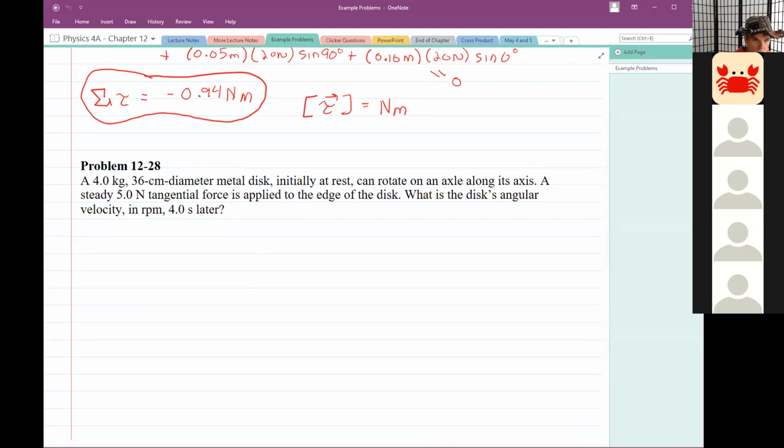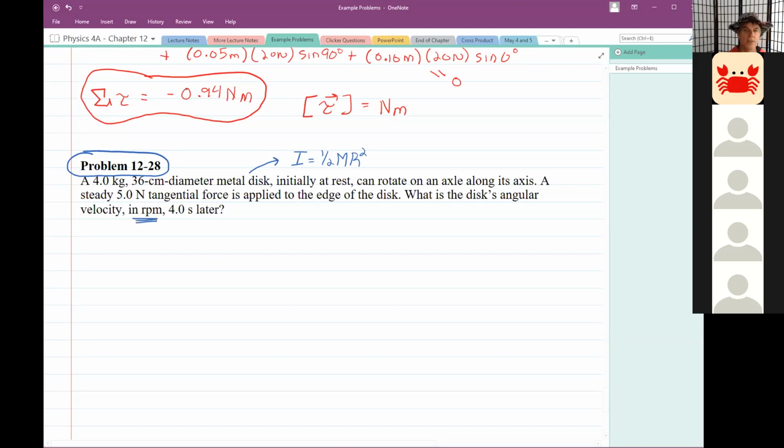So what I want to do is just one more problem dealing with torque and angular acceleration. This is problem 12.28. A 4 kilogram, 36 centimeter diameter metal disc. The moment of inertia is 1/2 mr squared. You're going to use that for any solid disc, and any pulley we're pretty much going to model as a disc. It can rotate on an axle along its center. A steady 5 newton tangential force is applied to the edge of the disc. What is the disc's angular velocity in revolutions per minute 4 seconds later?